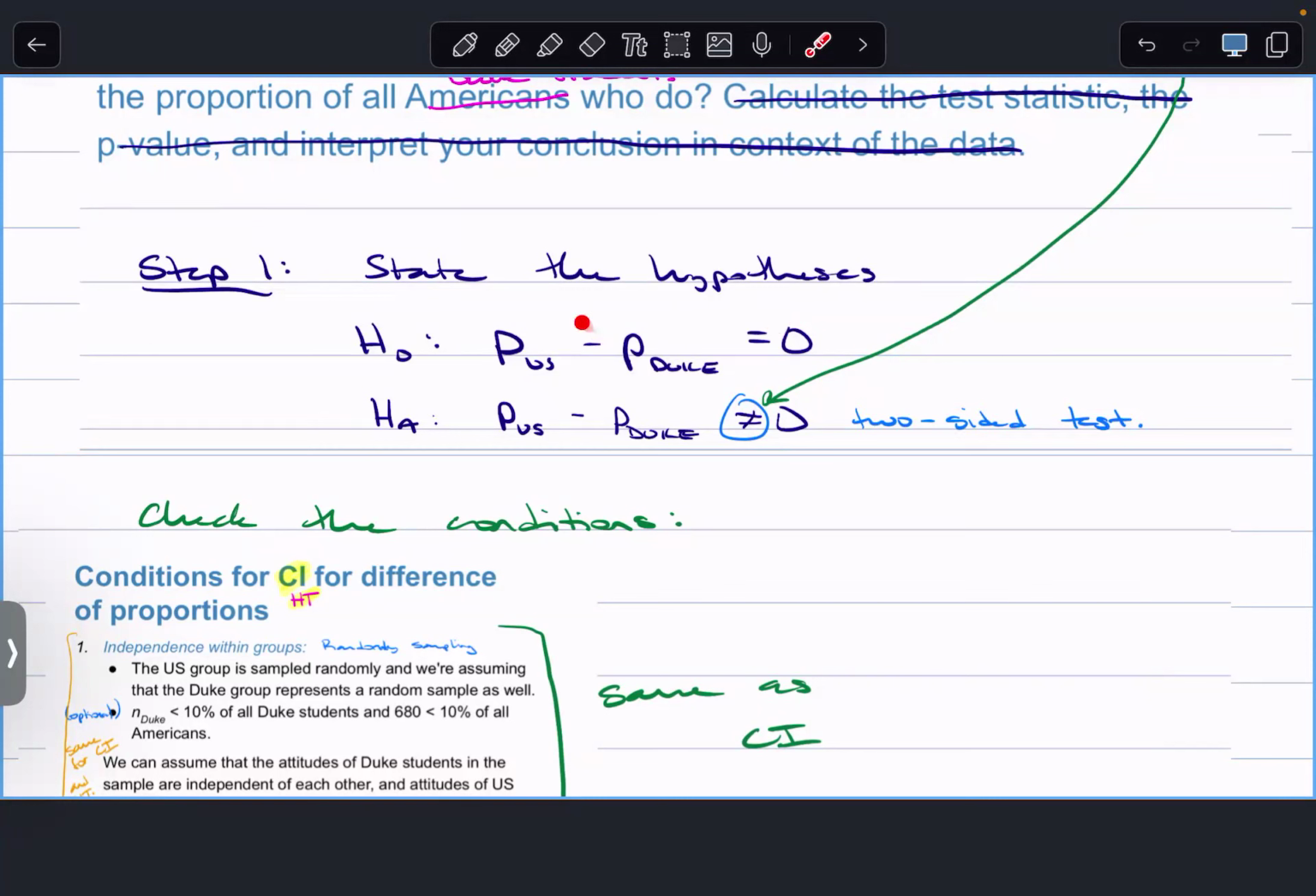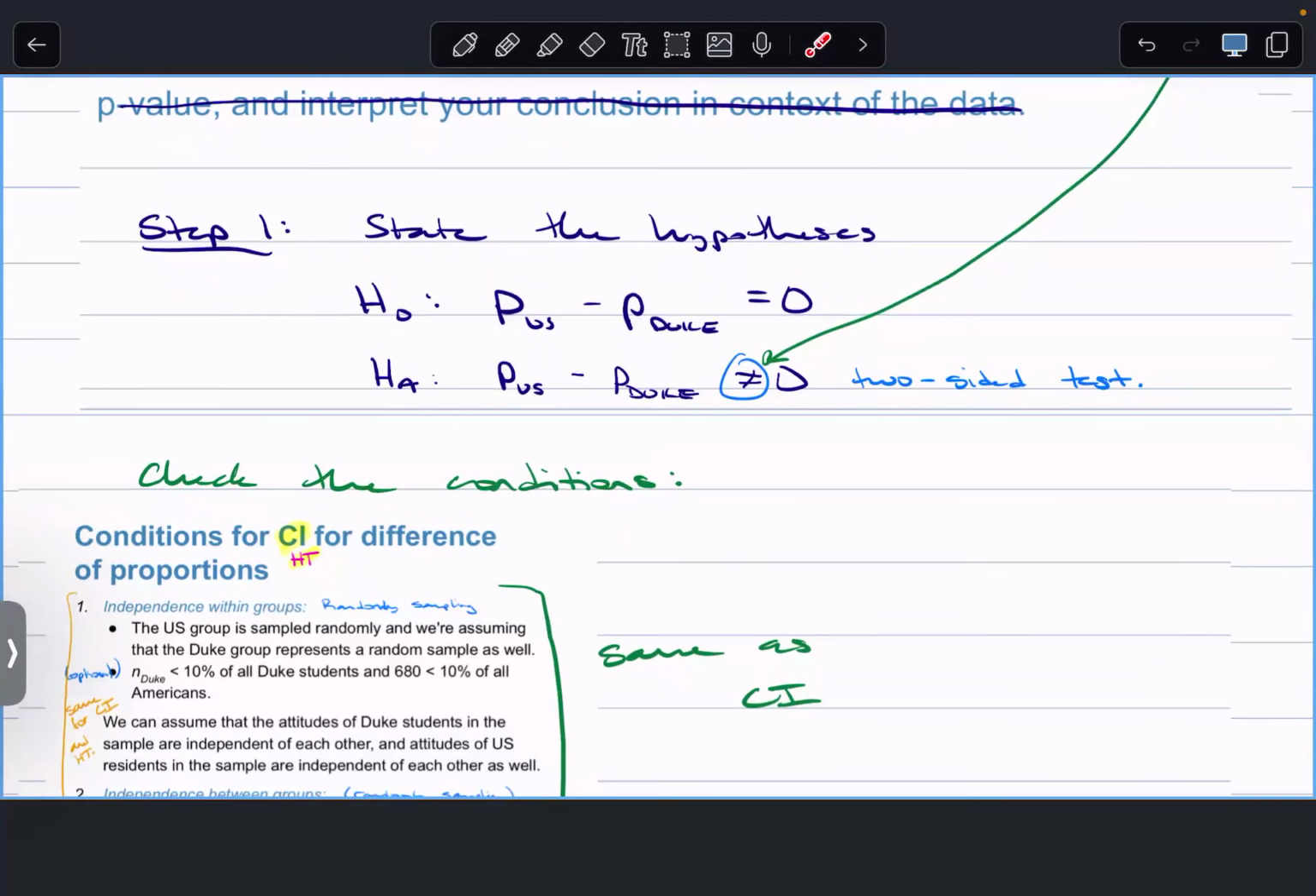The reason I use this difference, even though P1 equal to P2 is kind of easier to wrap our head around, is that we're hypothesizing about the difference in proportions. And so it's nice to kind of see those there. And this is where we get our point estimate from as well, right? P hat US minus P hat Duke. And then that'll give us our point estimate.